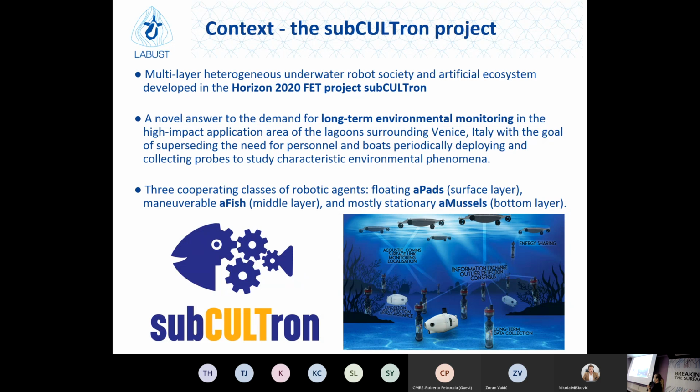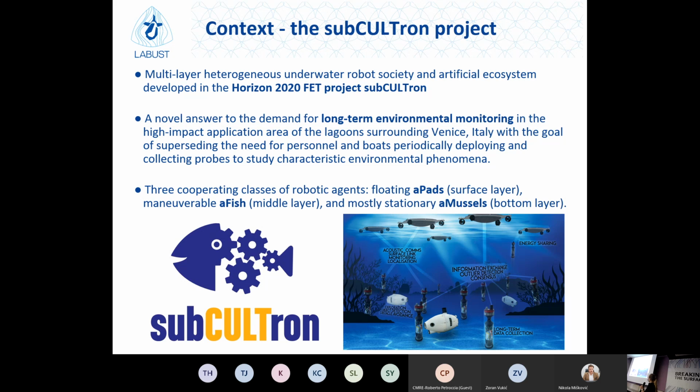The subCULTron project arose as a means of addressing a problem. There is this very challenging, very specific environment of Venice in Italy, the lagoon of Venice. It has a set of very specific phenomena that occur and that the researchers there wish to study. However, studying this environment means that people have to go out on boats. It's a lot of very costly procedures, deploying, collecting probes, etc.